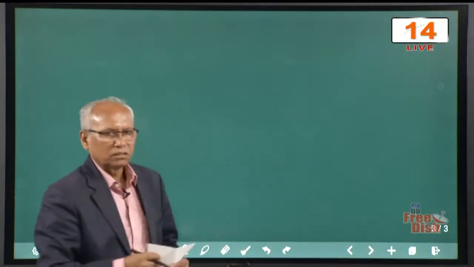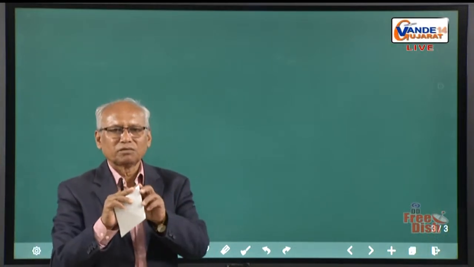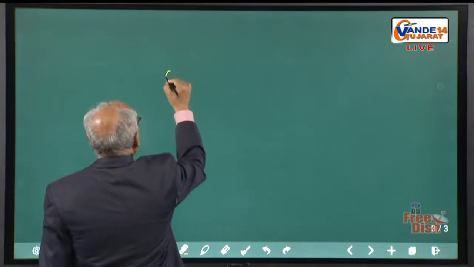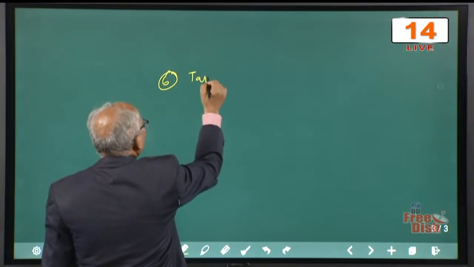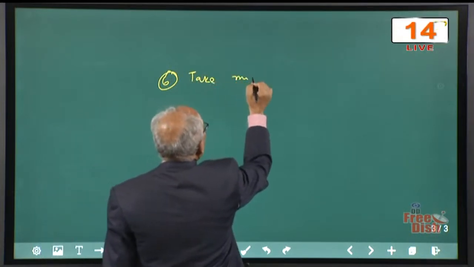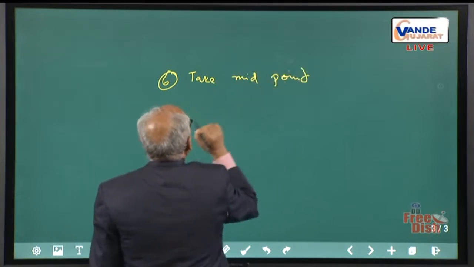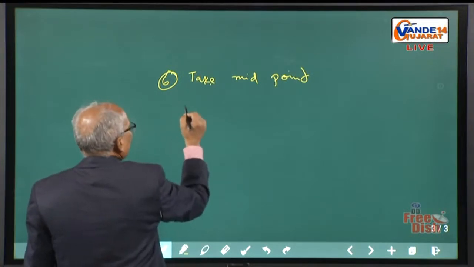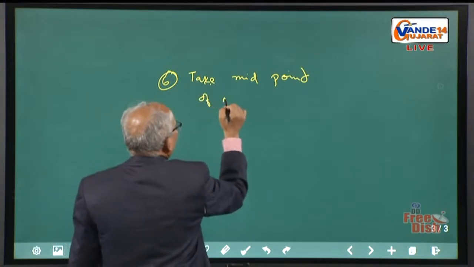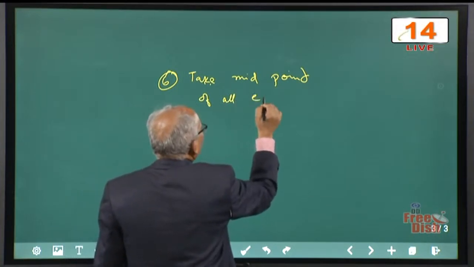Then after that, what I have done there, I have folded it to find the midpoint. Here also we require that: take, I think this is 6 points. Take the midpoint, then of all edges I can instruct them, of all edges.